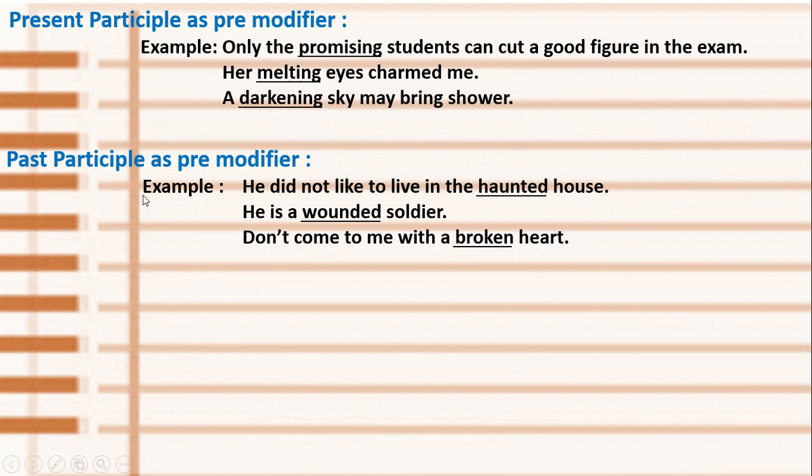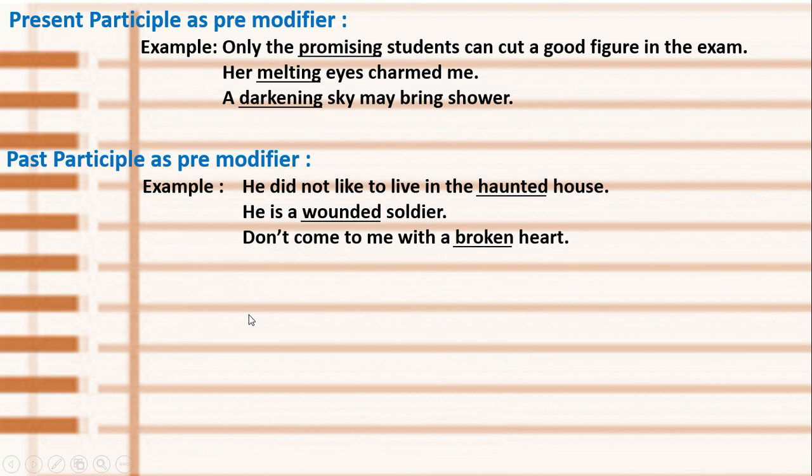And next, past participle as pre-modifier. He did not like to live in the haunted house. He is a wounded soldier. Don't come to me with a broken heart. These words modify the nouns house, soldier, heart, so they are called pre-modifiers.